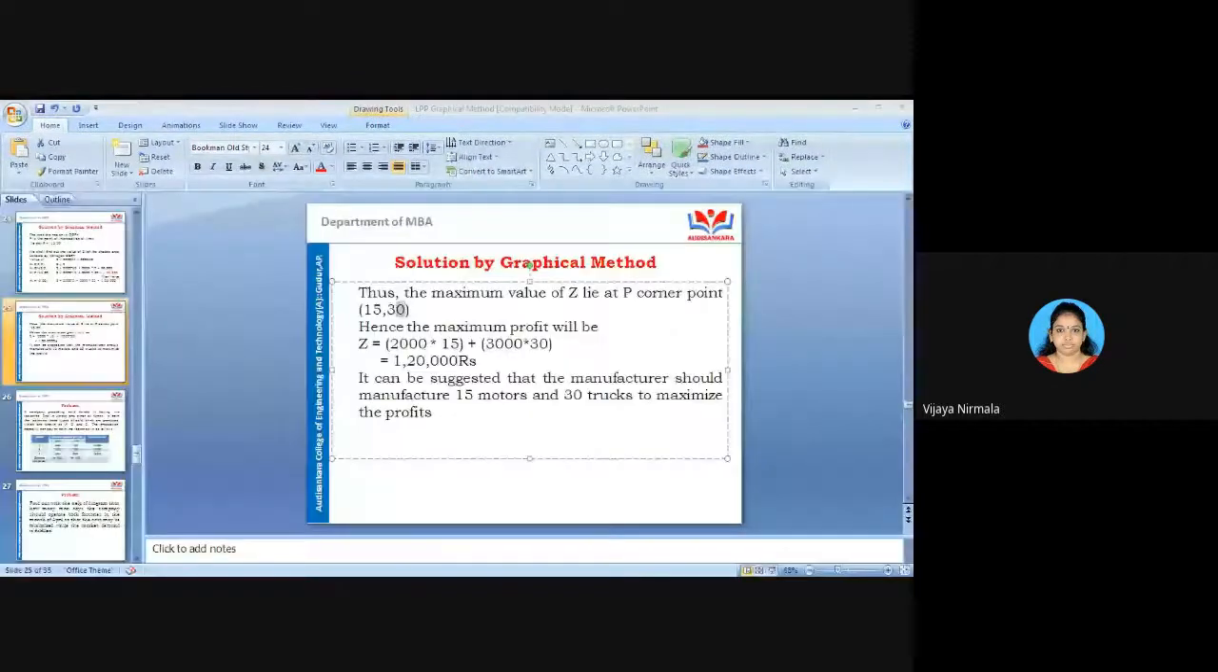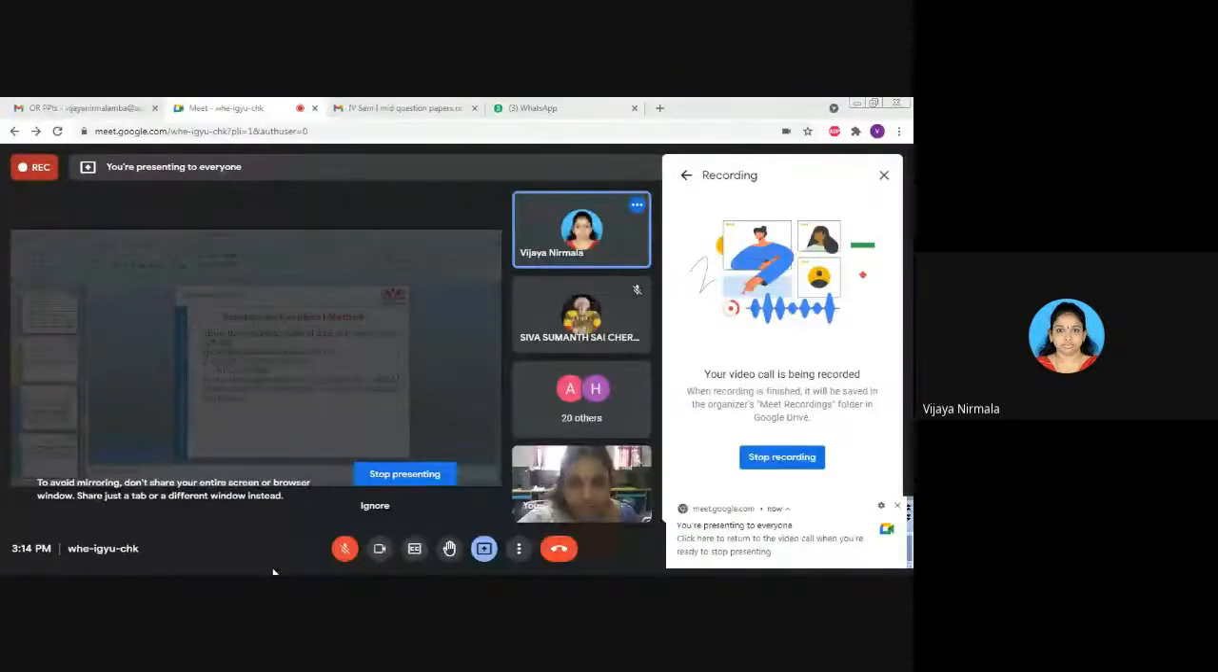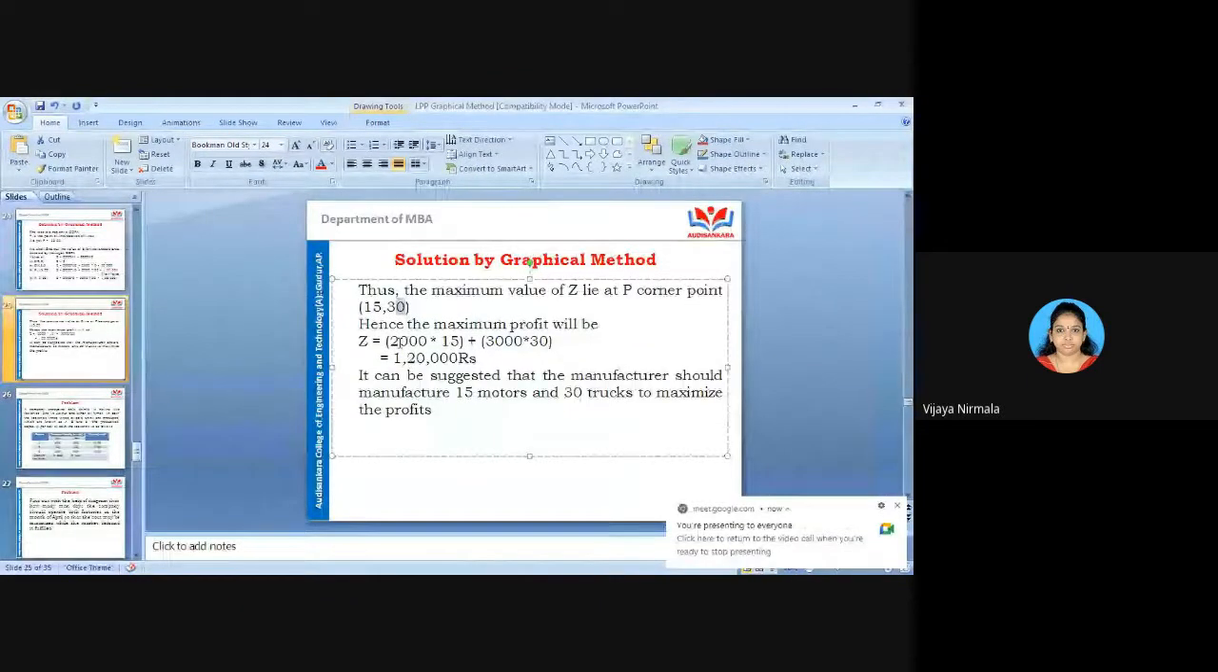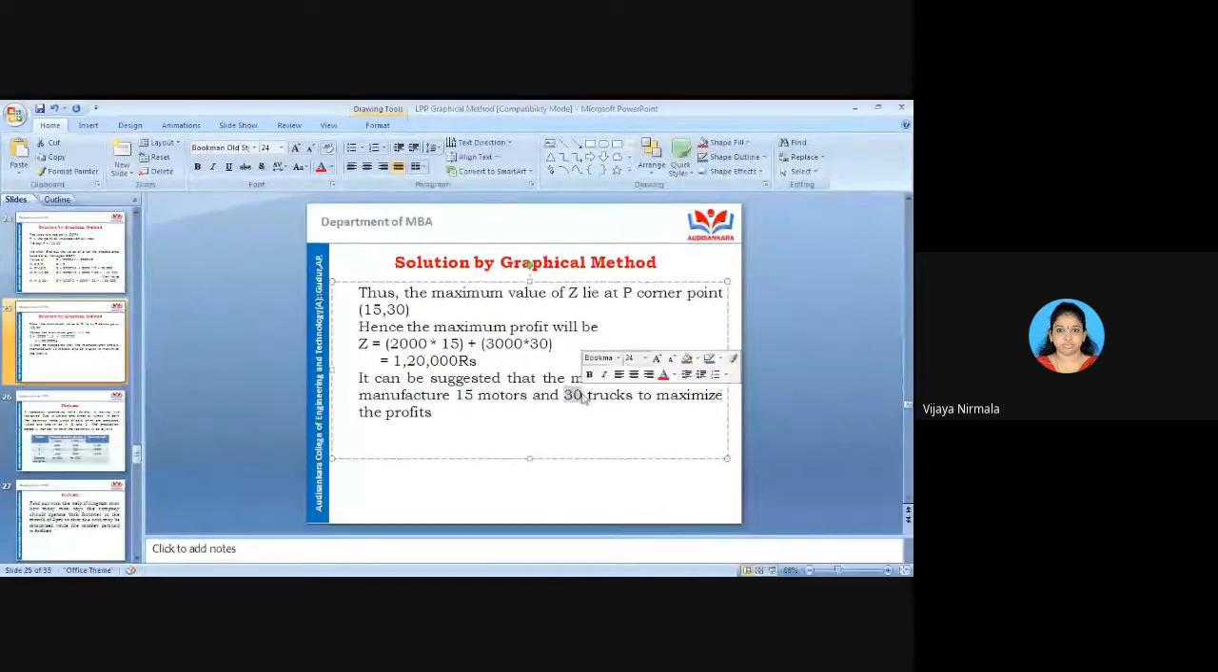I think you understood well. Wherever you got the profit, those corner points x1, x2 are the quantities you can make. X1 is motors and x2 is trucks. So the manufacturer can make 15 motors and 30 trucks to get maximum profits.